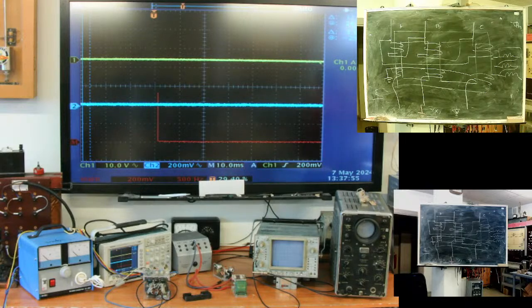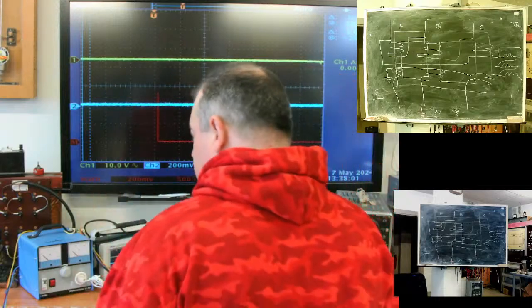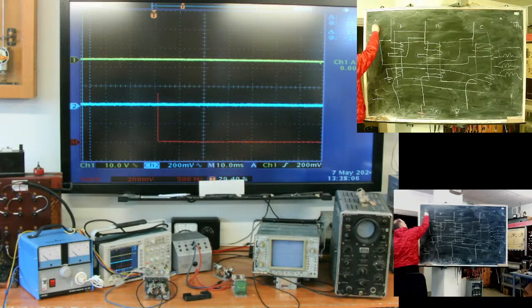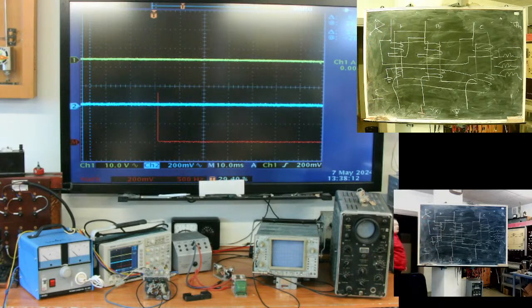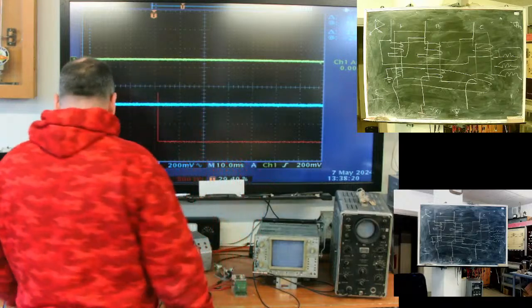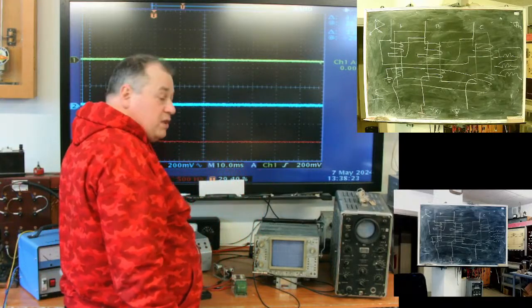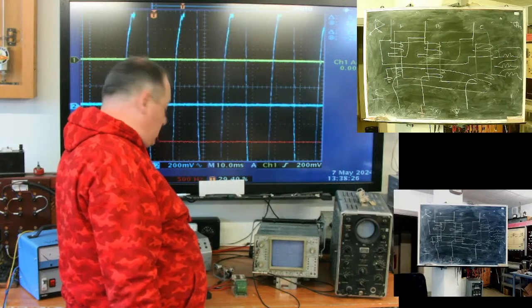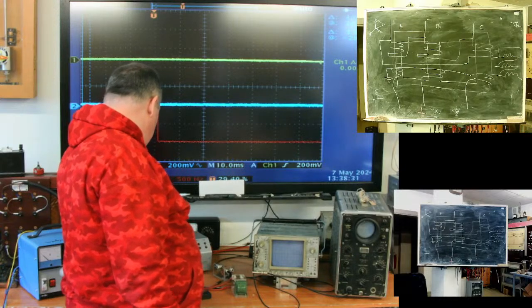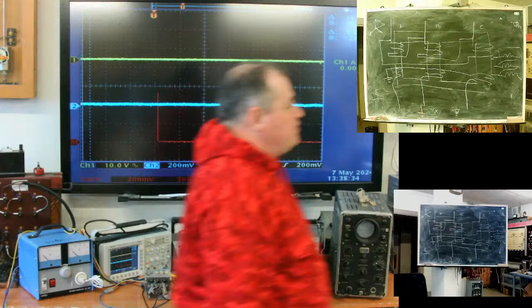For the 50 Hertz, there will be no circulating current because the sum of 1, 2, and 3 is 0. And what about 150? For 150 Hertz, for the third harmonic, the sum will be triple. And we will see what? This delta is like a short circuit for the 150 Hertz.